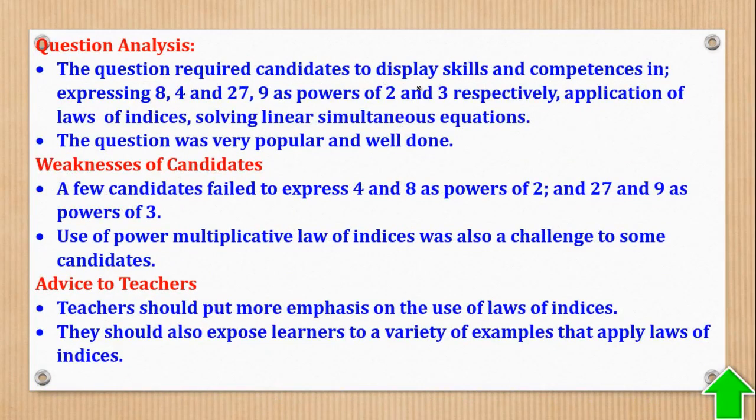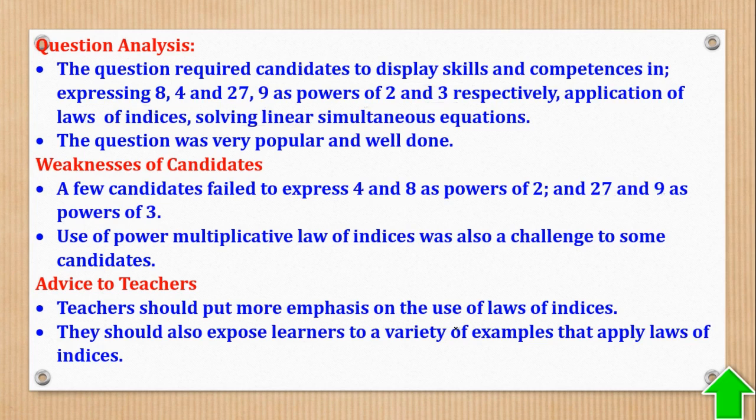So the question required candidates to display skill and competence in expressing 8, 4, and 27, 9 as powers of 2 and 3, respectively, application of laws of indices, and solving linear simultaneous equations. A few candidates failed to express 4 and 8 as powers of 2 and 27 and 9 as powers of 3. The use of power multiplicative law of indices was a challenge to some candidates.